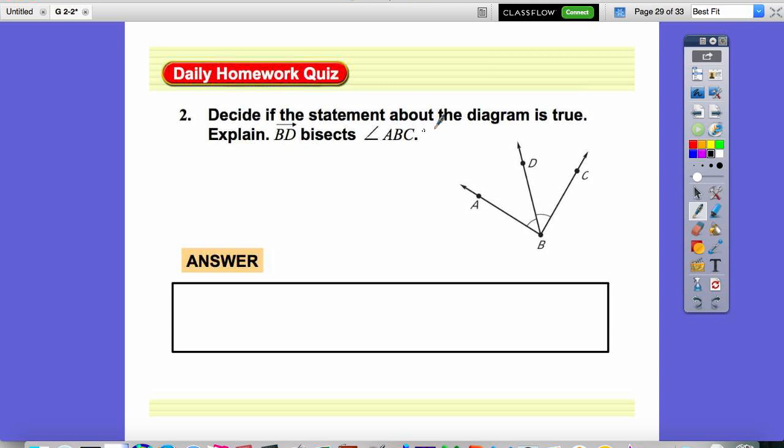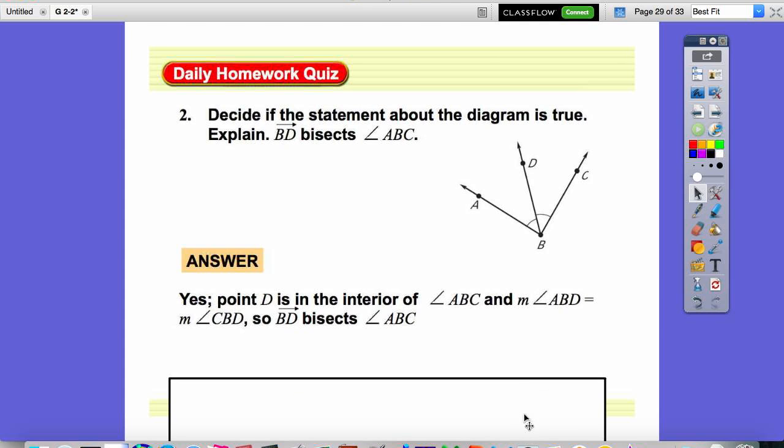Decide if the statement about the diagram is true. BD bisects angle ABC. Since these are congruent, BD must be the bisector of angle ABC.